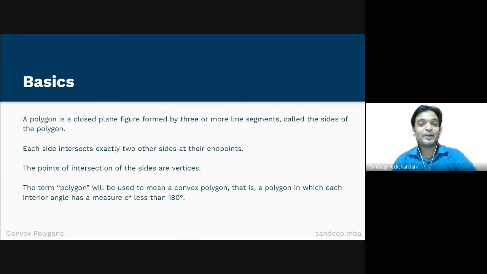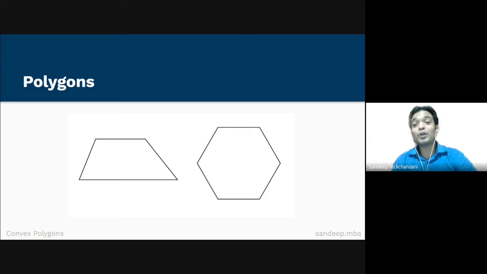For example, the following figures are polygons. The first figure is a polygon because it is a closed plane figure with four sides and each interior angle has a measure of less than 180 degrees. The second figure is also a polygon because it is a closed plane figure with six sides and each interior angle has a measure of less than 180 degrees.